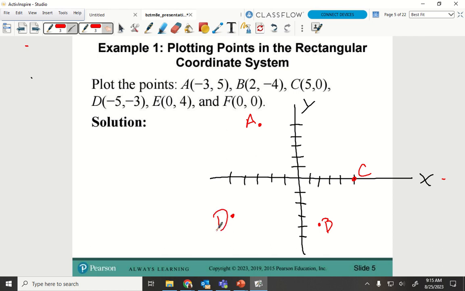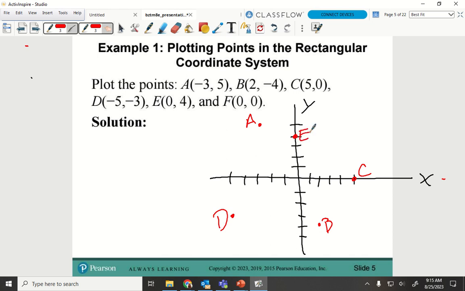E, 0, 4. So where am I going? Stay at 0. Remember, this one is left and right, and this one's up and down. So I'm not moving left and right at all, but I am going up 4. And call that one E.